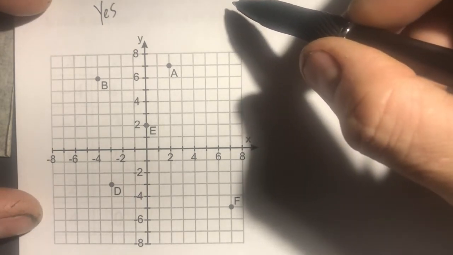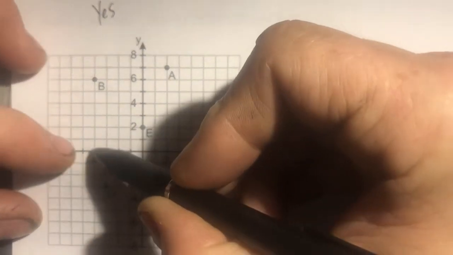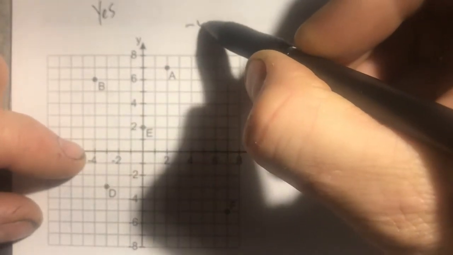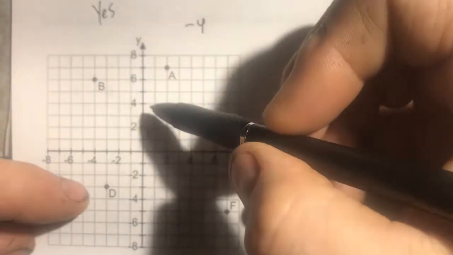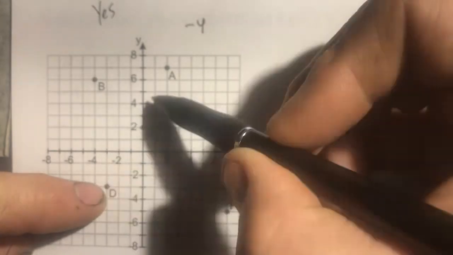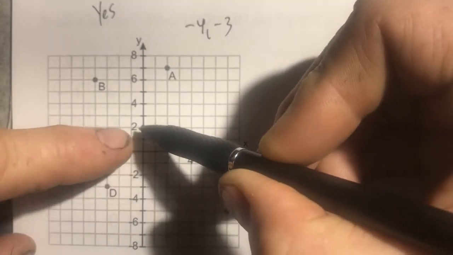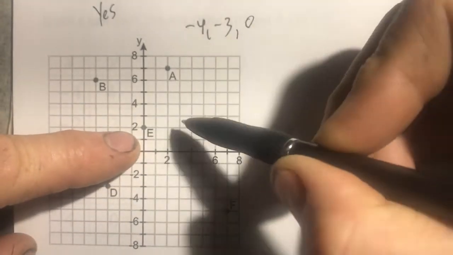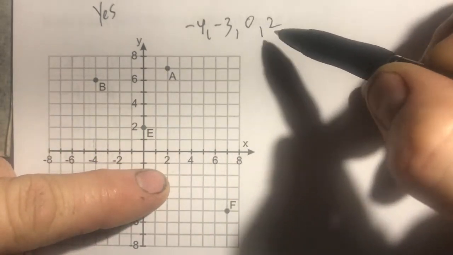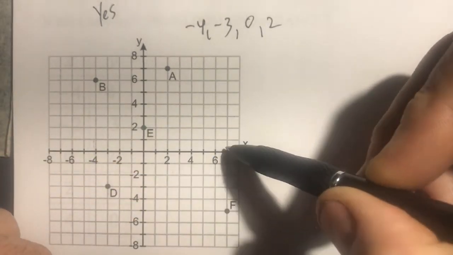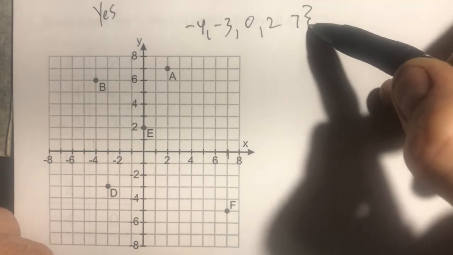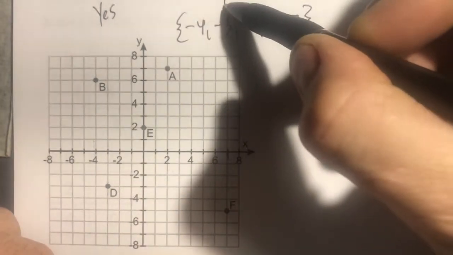What's the domain here? All right, it looks like left and right. We've got -4 here. We have to list these individually since it's just individual points. This is -3. Right here we got a 0. Then right here we got a 2. And then all over here we got a 7. And they go in braces like this. That's the domain right there.